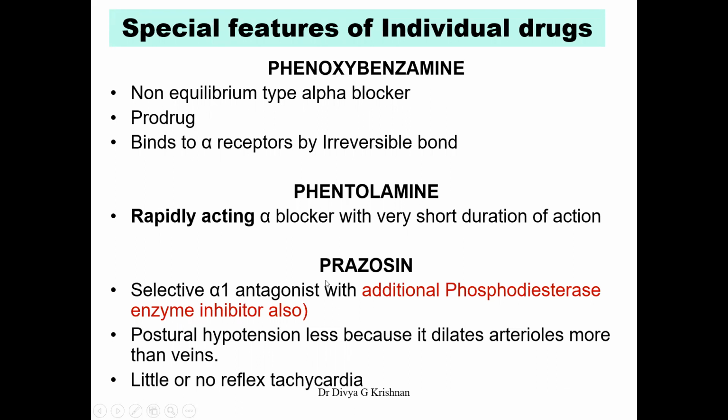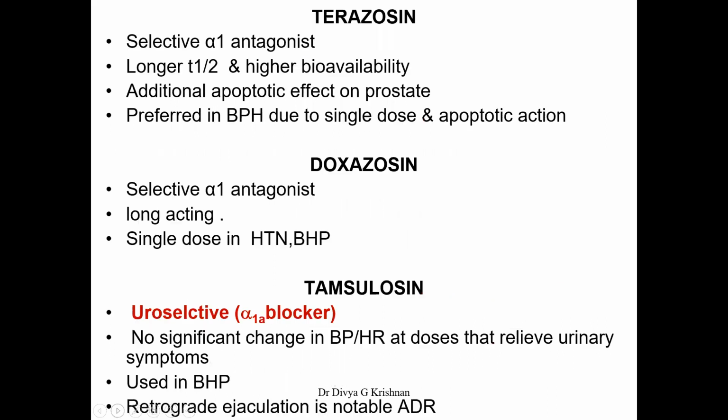Prazosin is a selective alpha blocker and it has got an additional phosphodiesterase enzyme inhibitor property. Postural hypotension is very less compared to the other alpha blockers because it dilates the arterioles more than the veins. And there is little or no reflex tachycardia with prazosin.